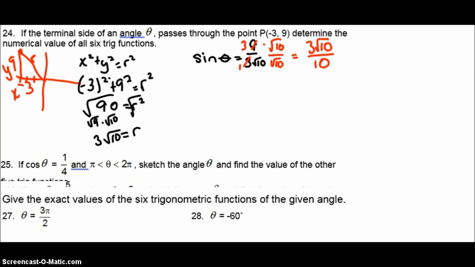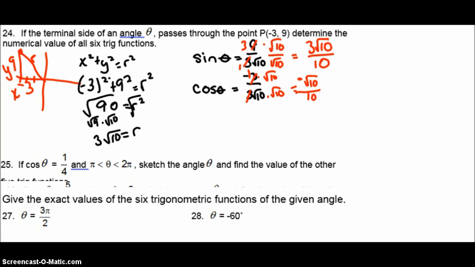Okay, moving on. Cosine theta will be x over r, so -3 over 3 square root of 10. And again, 3 and -3 are divisible. So I now have -1 over square root of 10, but I don't like to leave a radical in the denominator, so I multiply both the numerator and denominator by square root of 10. I get negative square root of 10 over 10.